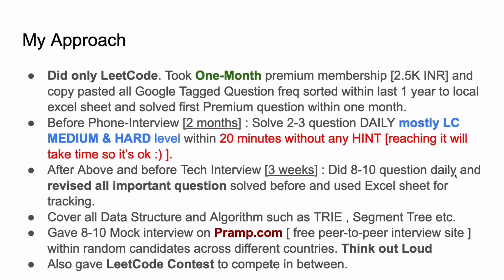So I did 8 to 10 questions daily, because by this time you will always reach this optimal state. Meaning, you should be close to this state, right? Within 20 minutes time and without any hint. So try to do 8 to 10 questions daily, and in those, revise all the important questions from above. Let's say you did a couple of 200 questions before the phone interviews, but let's say 40 or 50 were very important questions, where you learned something important, like about pointers, about DP, or about some new data structure, right?